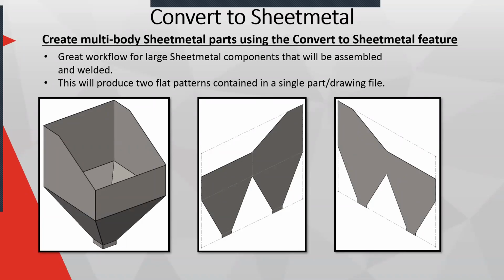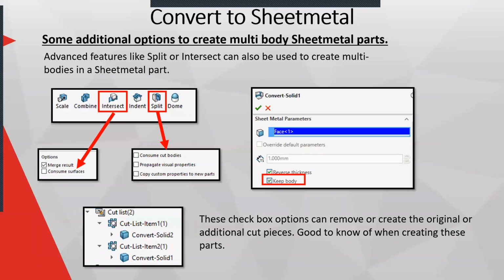You can, on top of this, just to add it for interest's sake, go and assemble these components for later or for further use, for example, a bill of material, etc. So definitely you've got a lot of options available from this. Before I jump in, some additional features that can create multi-body sheet metal parts as well would be the intersect and split feature. So for the guys dabbling with a bit of advanced part modeling, you guys will have encountered these.